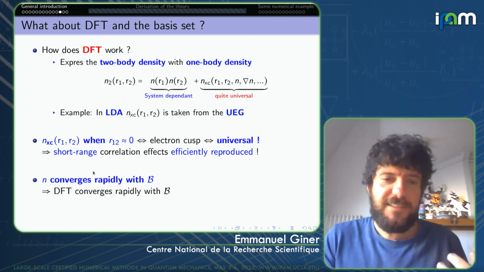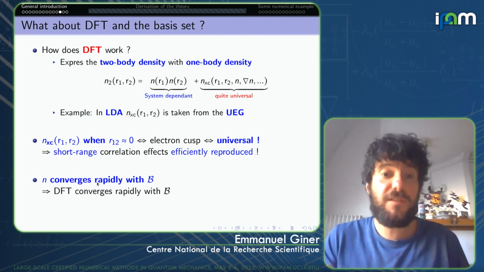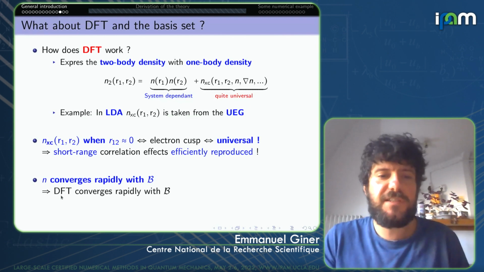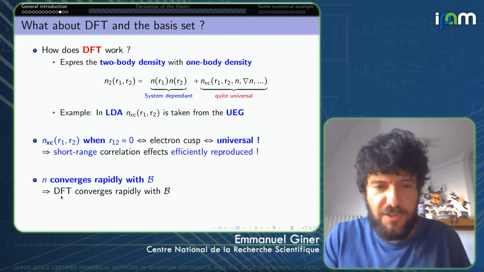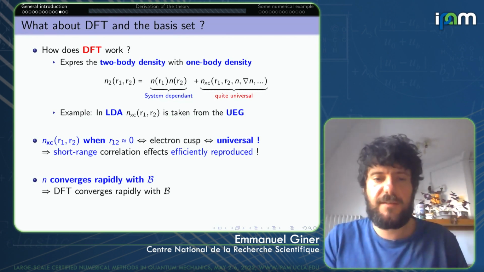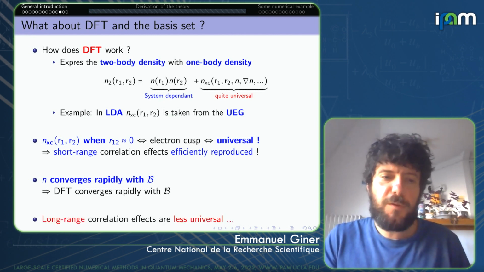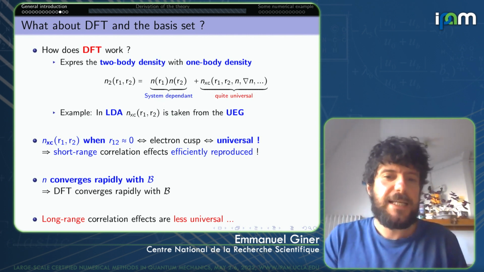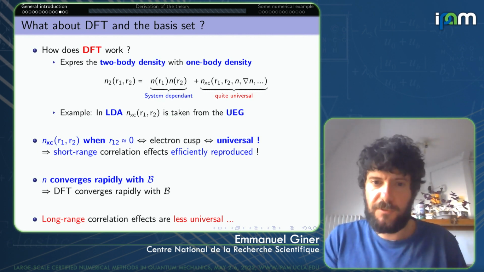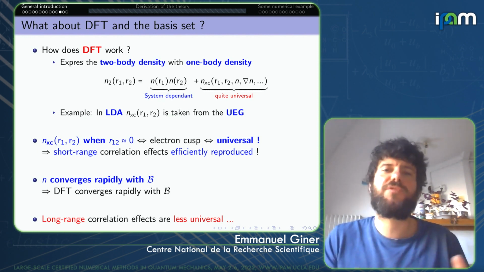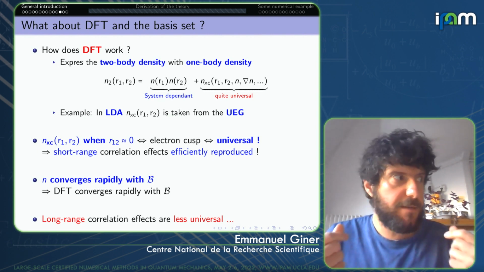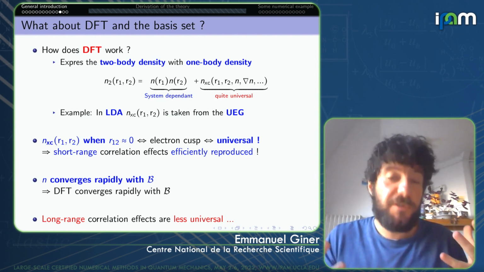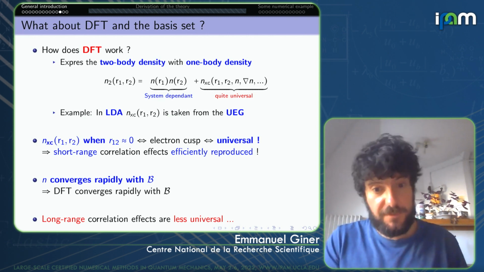And the fact is that the density converges rapidly with the basis set, and as everything is parameterized with the density, eventually DFT, or the DFAs, the density functional approximations, converge really fast with respect to the basis set. Of course, the problem is that you have long-range correlation effects such as strong correlations or dispersion forces, and these are clearly less universal, and therefore this is why Kohn-Sham doesn't really manage to capture these kinds of effects with the semi-local approximations that we have in DFT.